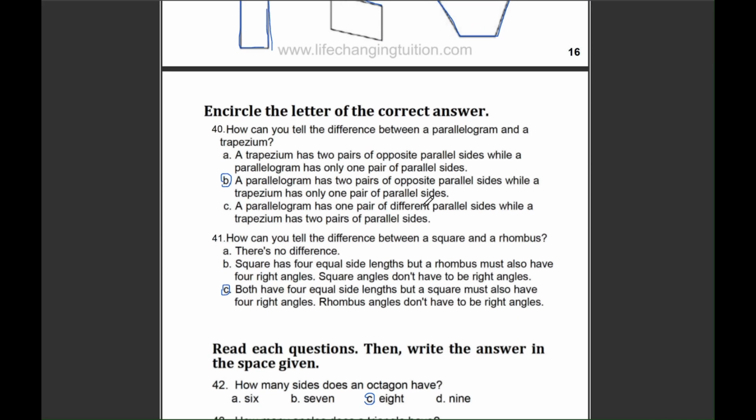Number 40. Parallelogram versus trapezium. Which statement is true? A. Trapezium has 2 pairs of opposite parallel sides. B. Parallelogram has 2 pairs of opposite parallel sides. Trapezium has 1 pair. C. Parallelogram has 1 pair. Trapezium has 2 pairs. It is not A or C because those swap the properties. The answer is B, because by definition, a parallelogram has 2 pairs and a trapezium has 1 pair.